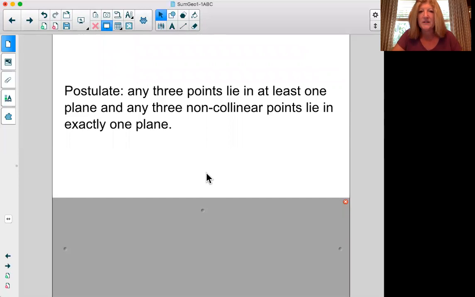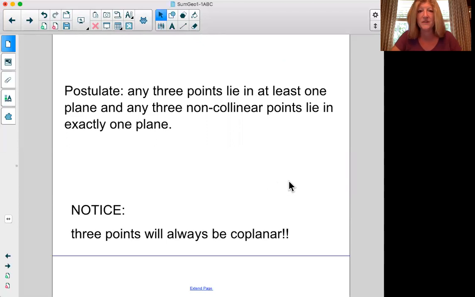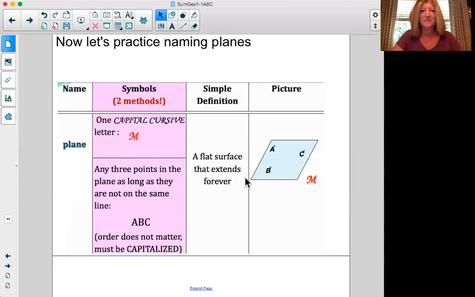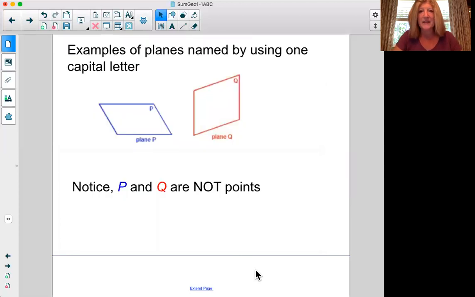Any 3 points that you ever run into will always be coplanar because any 3 points will lie in at least one plane. If the 3 points are collinear, there are infinite planes they could be in, but if the 3 points are non-collinear, there's one and only one plane. But no matter what, 3 points will always be coplanar. So now let's use these methods for practicing naming planes.